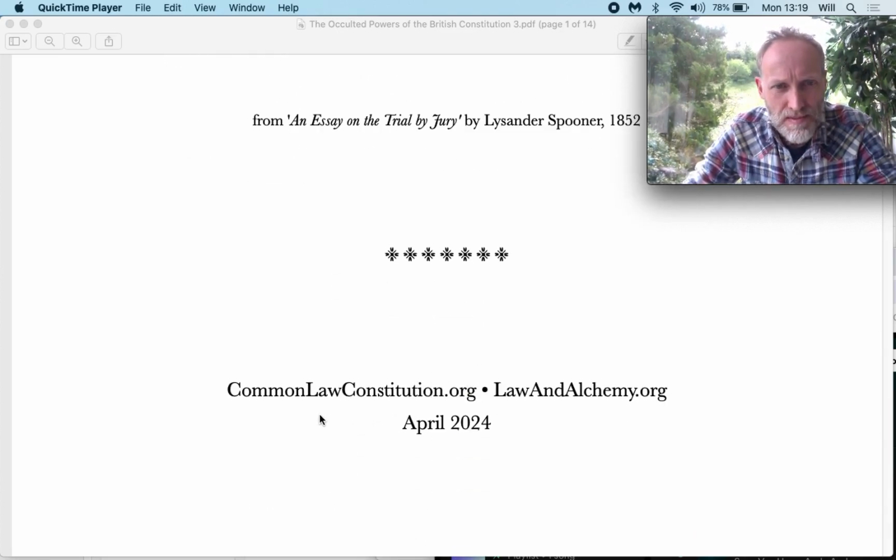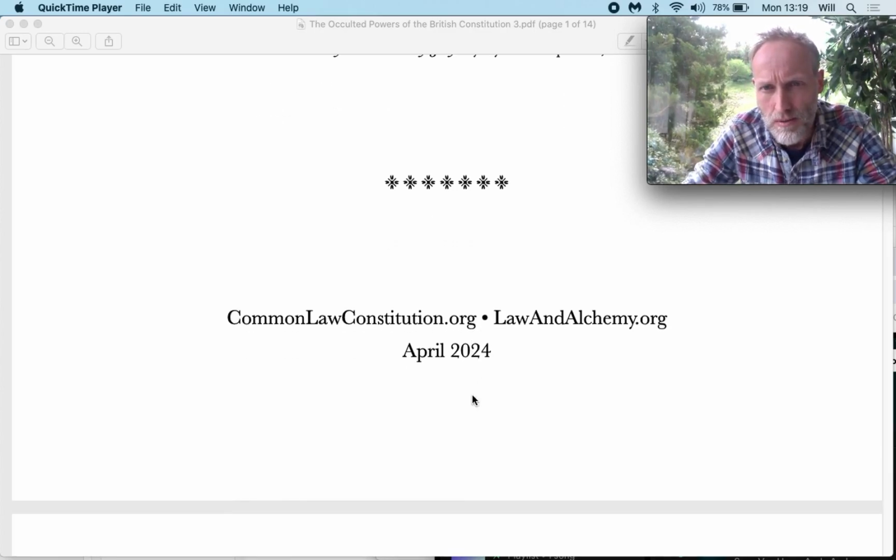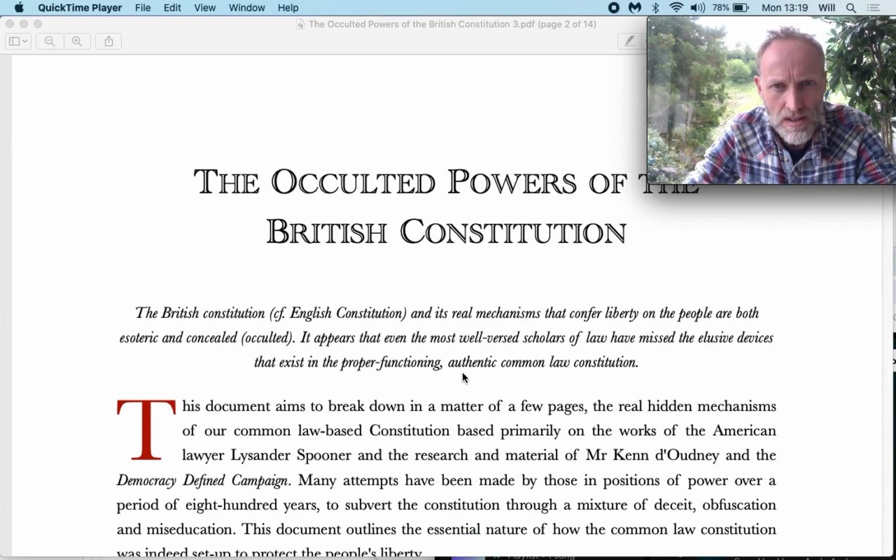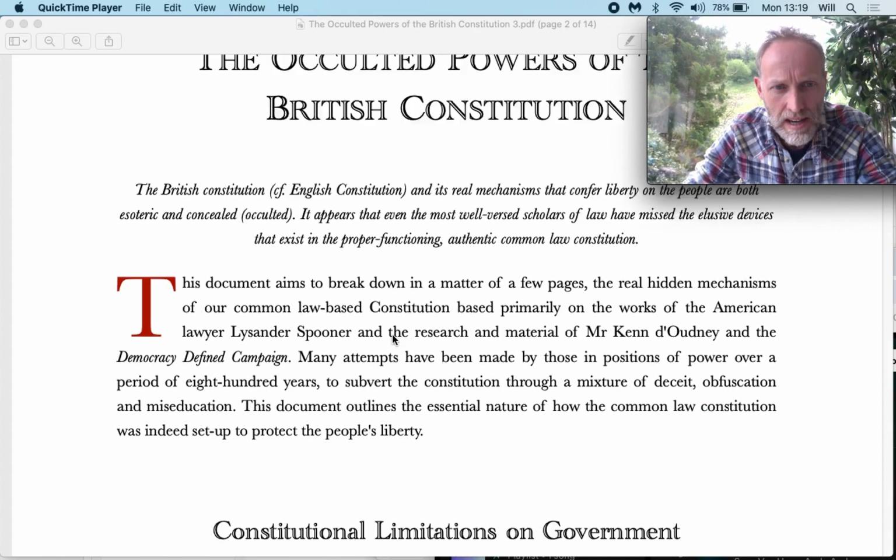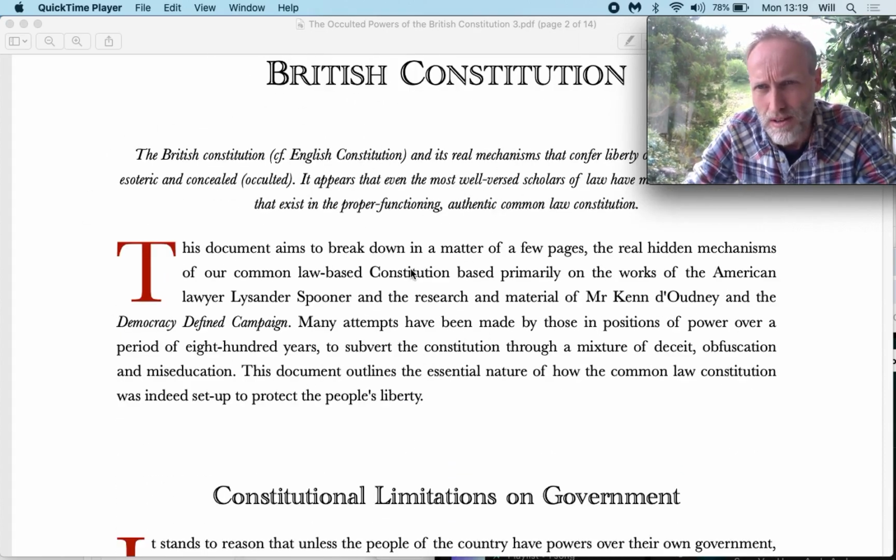Okay, so this is the front cover, obviously, so that gives you an indication of the version that we're talking about. I mentioned that in the introduction. This is the most recent version. So here it is, the Occulted Powers of the British Constitution, and this first section is simply going into what this document is covering, what's the scope of it, and what are its main sources.